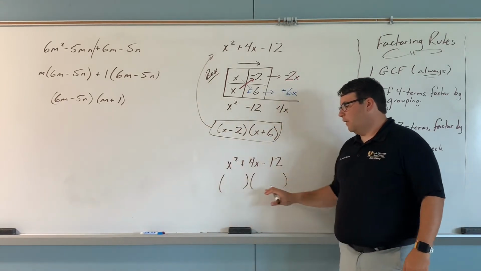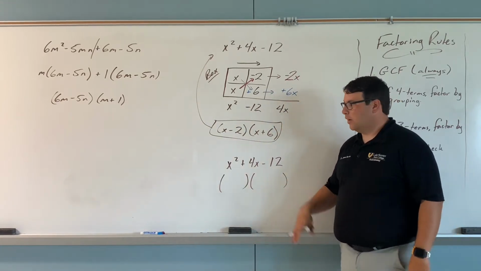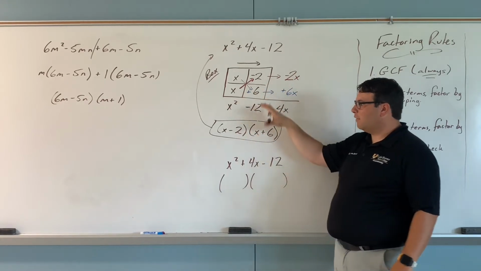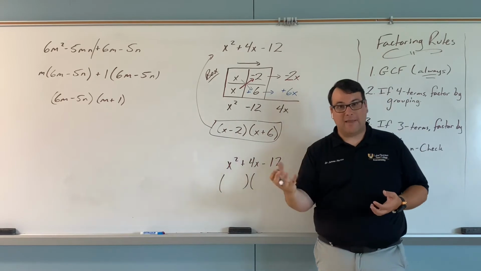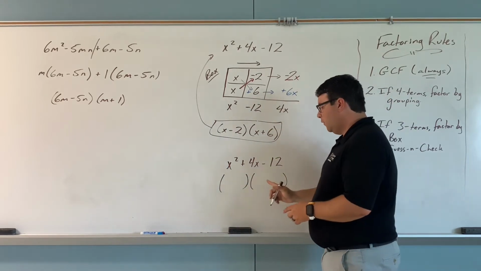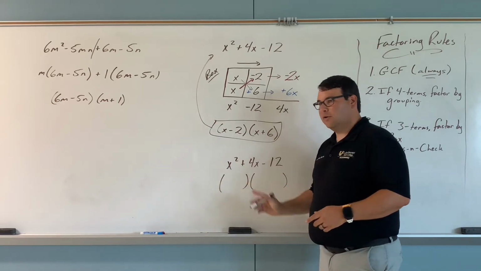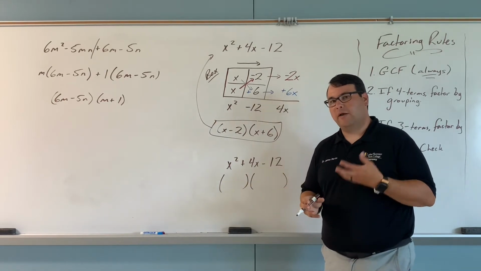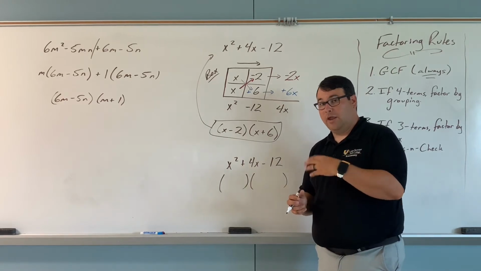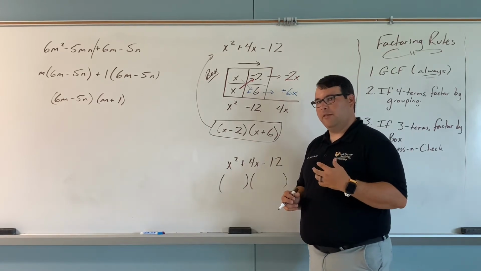I'm going to set up two sets of parentheses. So guess and check, I don't have a box or anything like that. There's no organized system to it. It's really guessing a value and checking that value. The first thing that you have to understand about guess and check is you're really looking at the process of FOIL, but backwards. So you're unfoiling, if you think about it that way.